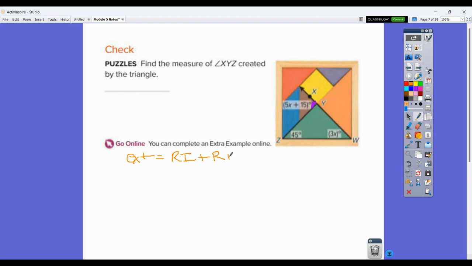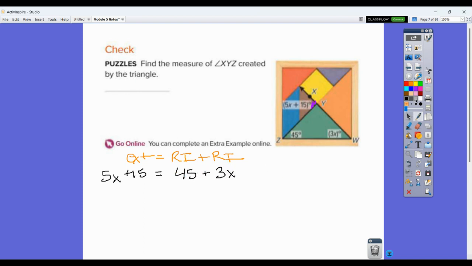So we're going to do remote interior plus remote interior equal to that exterior. I'm going to fill in what I know. I know 5x plus 15 to be the exterior angle. And then I know one remote interior angle to be 45, and I know the other remote interior angle to be 3x.